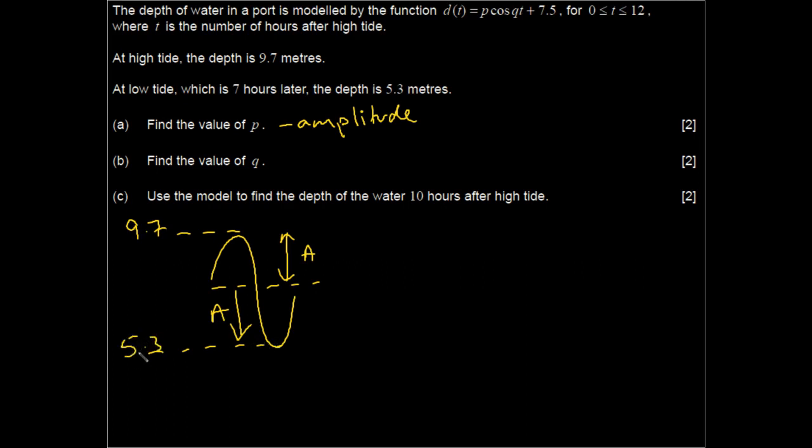And we know that the lowest value is 5.3. So the amplitude is going to be half that difference. So it's going to be 9.7 minus 5.3, divided by 2. So that's 4.4 divided by 2, so that's going to be 2.2 metres.